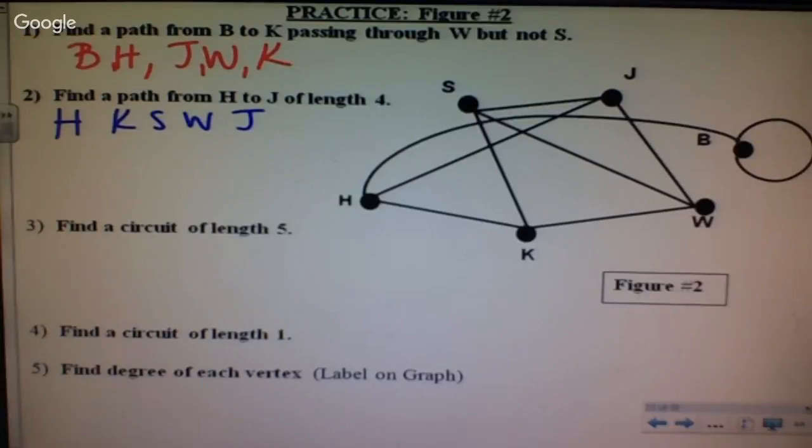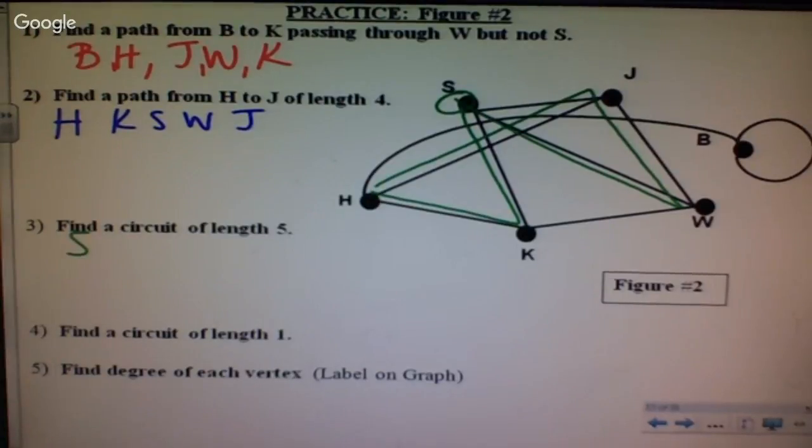Okay, let's start at S. Go to K, then go to H, then go to J, then go to W, then back to S. So that's 1, 2, 3, 4, 5. That works. S to K to H to J to W and back to S.